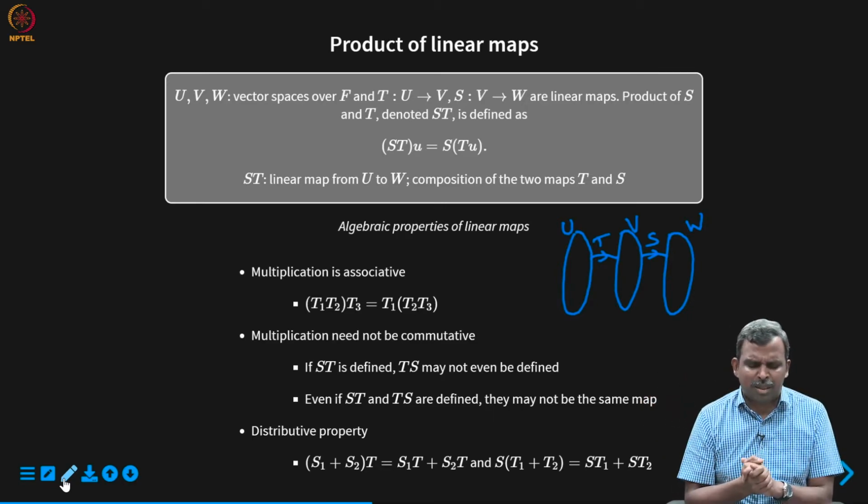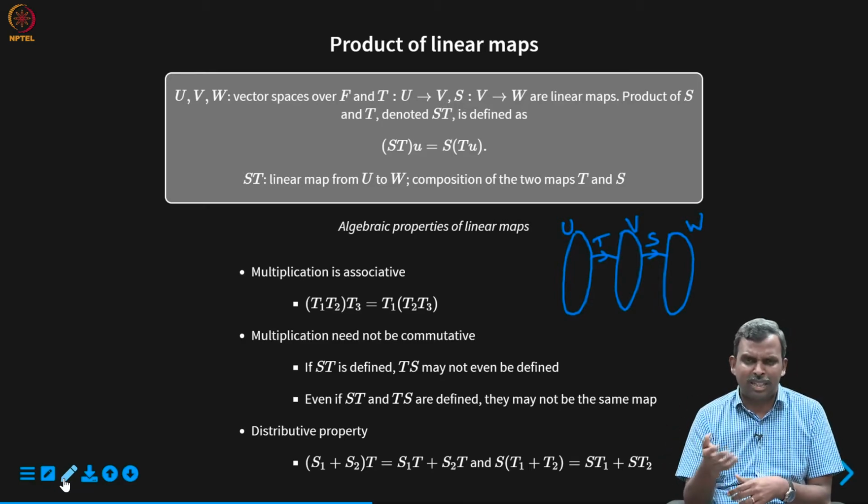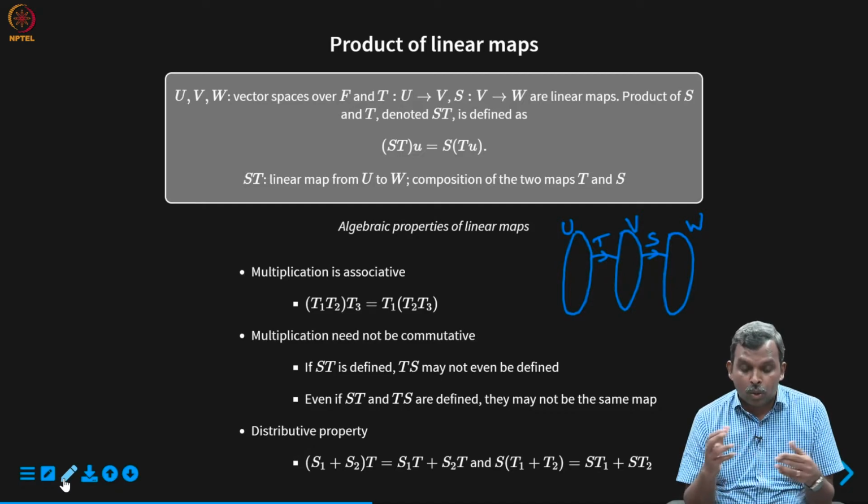So we'll see some examples later on, or maybe in your assignments you'll see some examples of this and precisely prove it. So commutativity will not necessarily hold for this product or composition of linear maps, but distributivity will hold. If you do S1 plus S2 times T, it's the same as S1T plus S2T. You can see why these things have to be true.